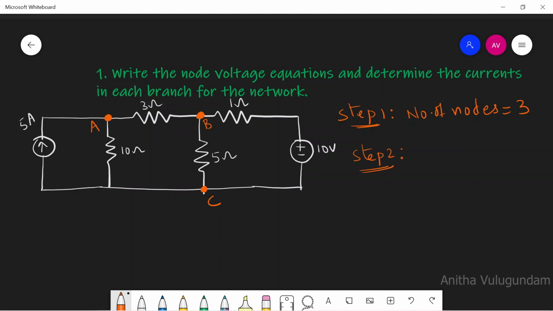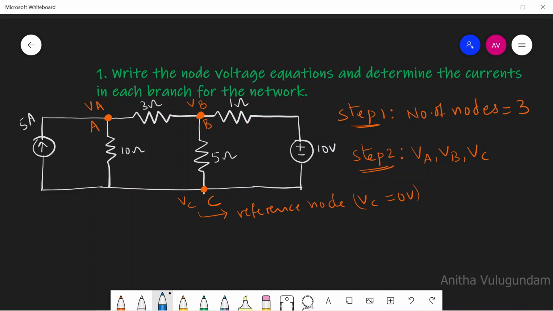Step 2: assign the voltage at each node, and one node is taken as the reference node. I'll assign here VA, this VB, and this VC. I would like to take VC as the reference node. Reference node can be given voltage 0 volts, so it will act like a ground point. VC is considered as the reference node, whereas A and B are considered as non-reference nodes.